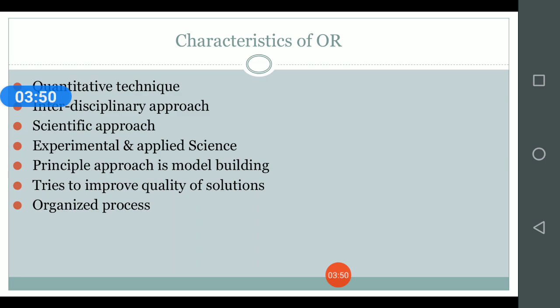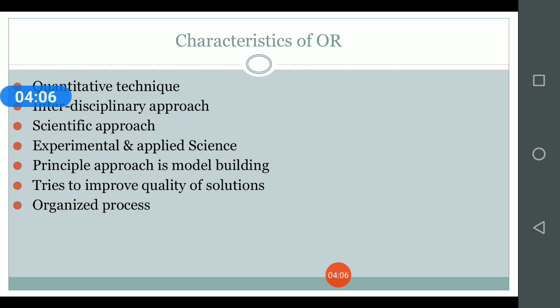The principal approach of operations research is model building. Whatever the business decision problem is, first we need to build a mathematical model around it, and then we try to solve it with the help of operations research.